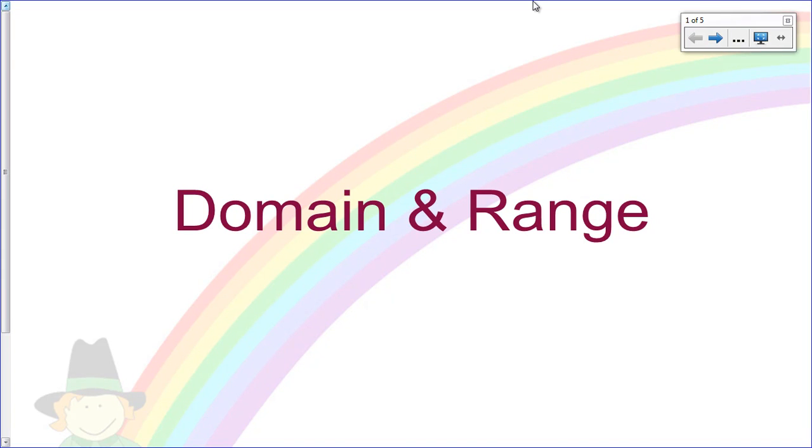Well, hey there, kiddos. Today we're going to talk about something called domain and range, which involves the graphs of functions, which is a word you haven't learned yet, but it's the graph of equations. The domain and the range help us determine where the graph begins and ends, depending on whether we're looking left to right or up and down.